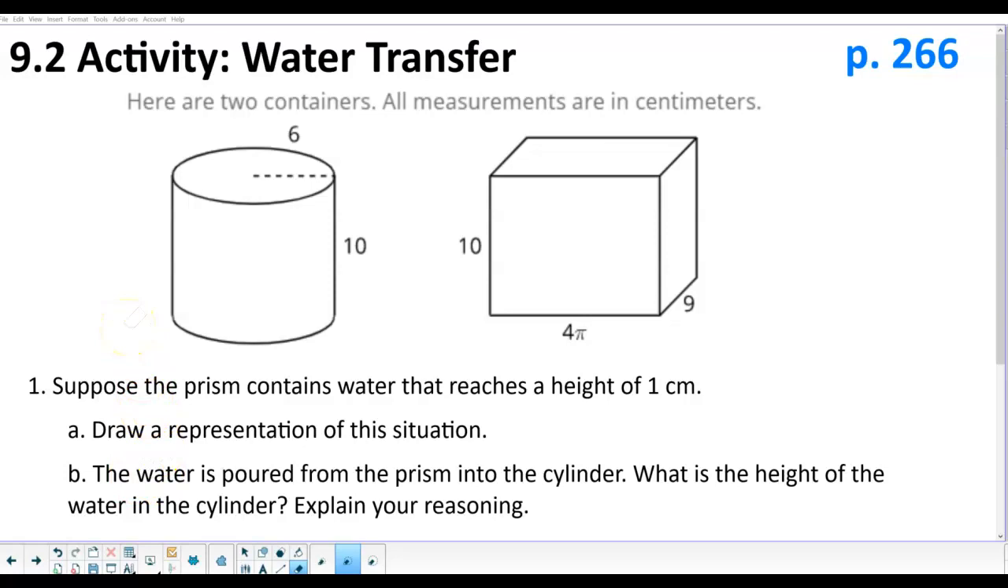The water is poured from the prism into the cylinder. What is the height of the water in the cylinder? Explain your reasoning. I'll give you a couple minutes to solve this one. Go ahead and hit pause, and when you're ready, we'll go over these solutions.